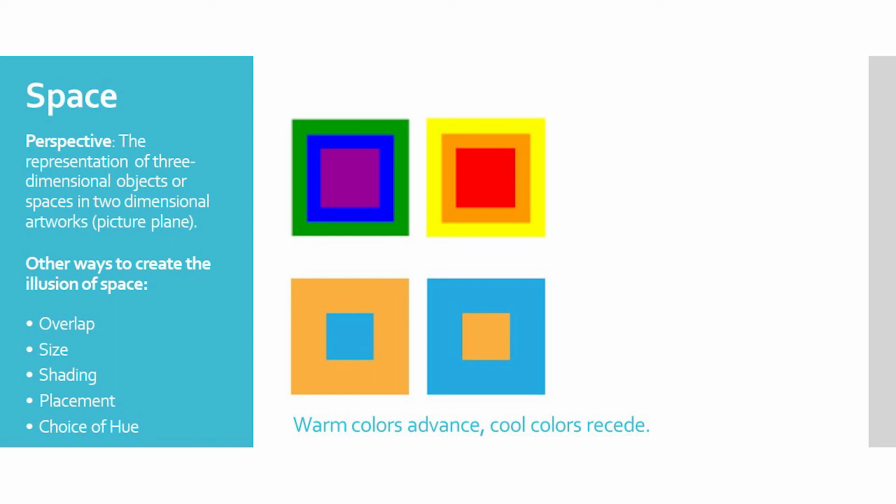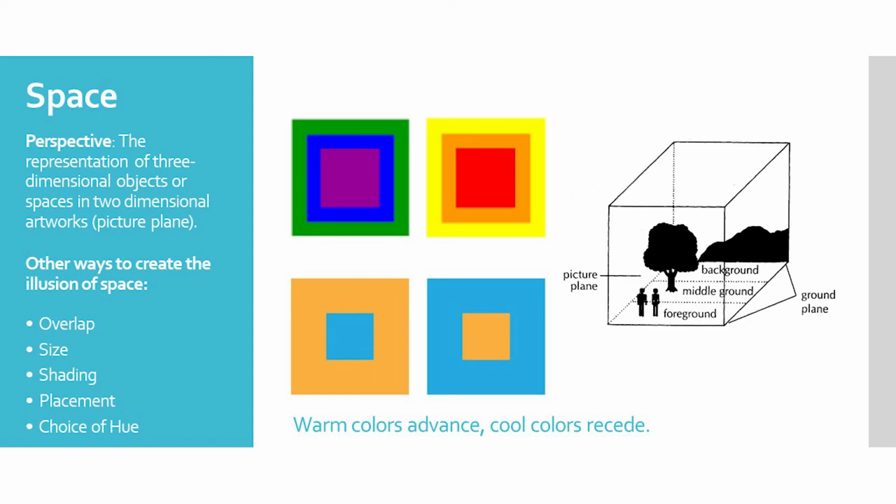So there's a reason why stop signs are red and not purple. So they stand out. So when you're choosing colors for a landscape, for example, you might want to put the cooler colors in the background, the warmer colors in the foreground, and if you have any greens, put those somewhere in between, and that's going to help create the illusion of space for you.